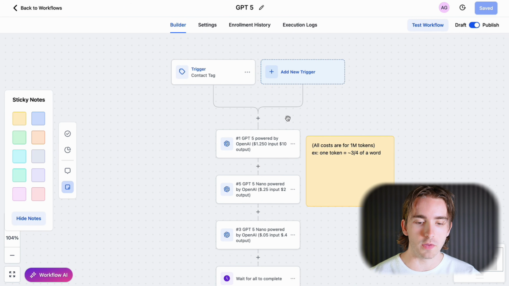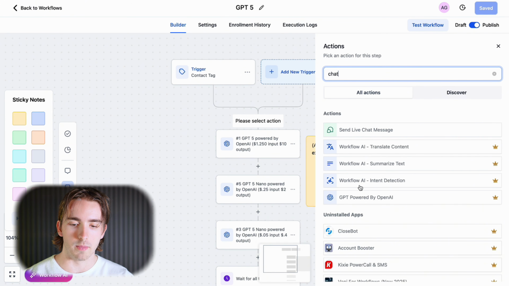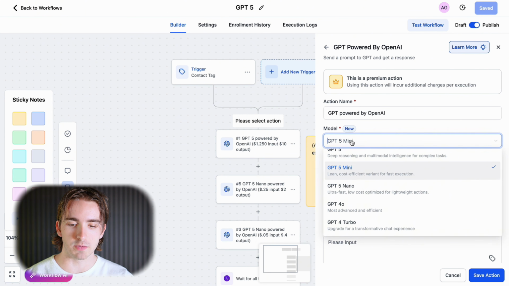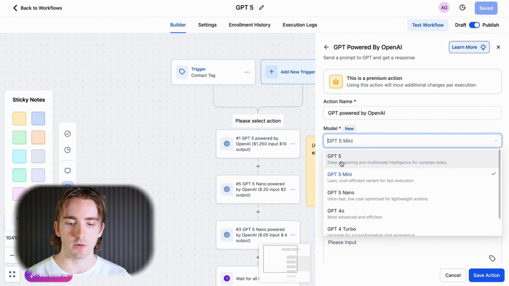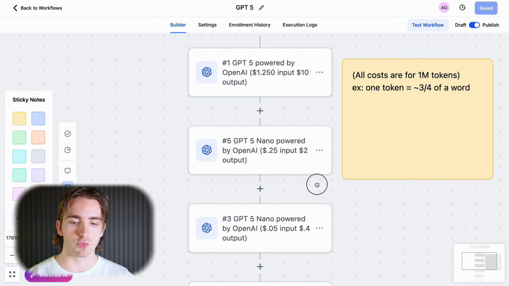Now inside of our workflow, this is going to be within the regular ChatGPT action, which you can find by just searching up ChatGPT within our automation. Then here we can select between either GPT-5, which is more of the deep thinking and deep reasoning model, then GPT-5 Mini and GPT-5 Nano. Mini is going to be the middle ground, which is going to be cost efficient, but still good at thinking. And then Nano is going to be the fastest one that is also the cheapest. Now let me break down the pricing structure for these three different models.